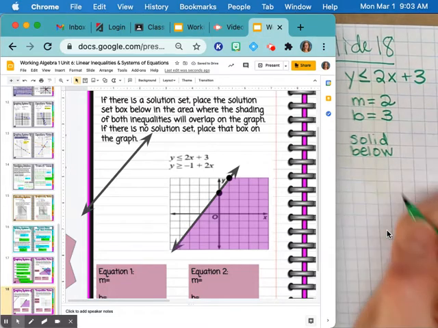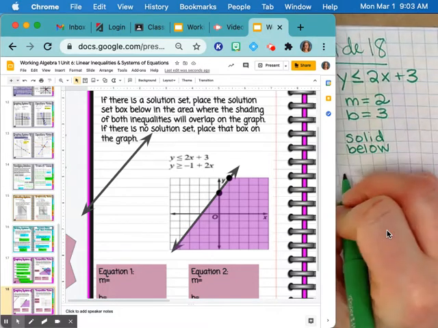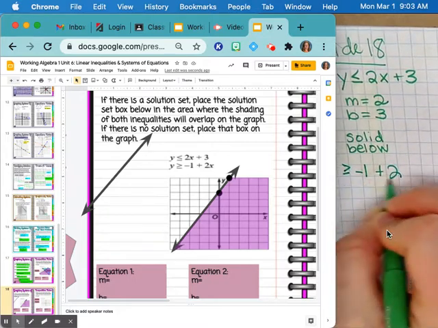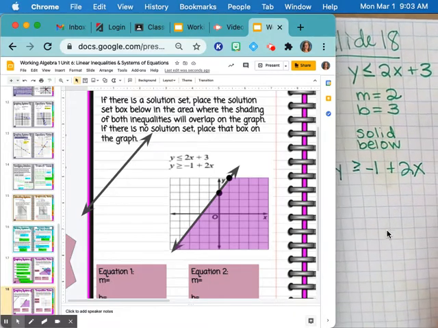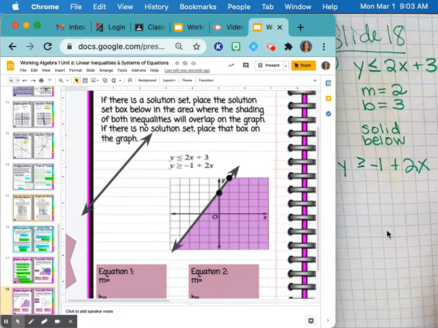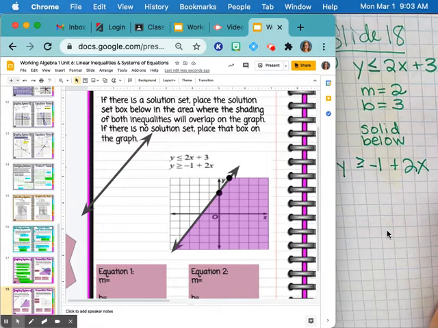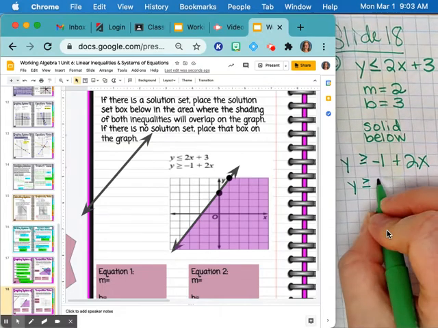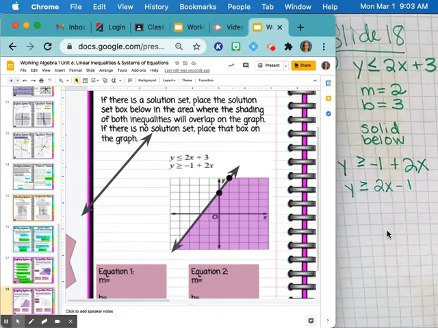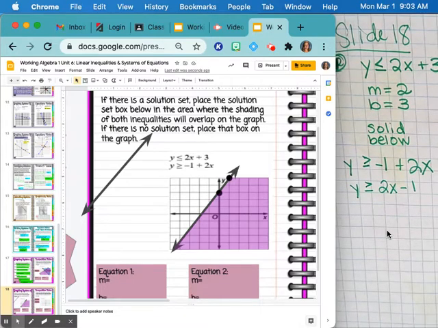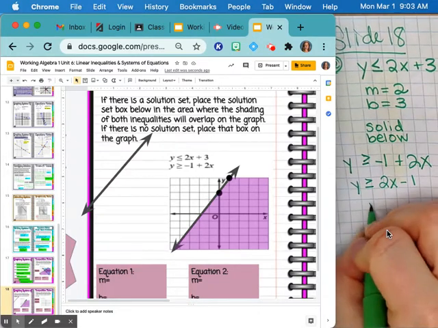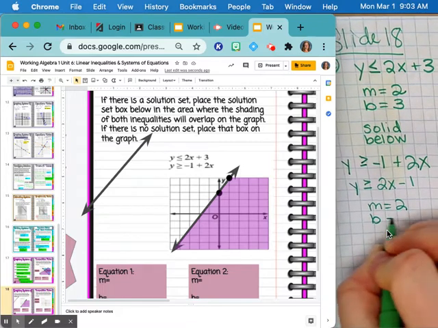All right, the next equation is y is greater than or equal to negative 1 plus 2x. I don't like the way that looks because I like my mx plus b written. So I'm going to rewrite it 2x minus 1. Notice I took the negative with that 1. So my slope is 2 and my y-intercept is negative 1.